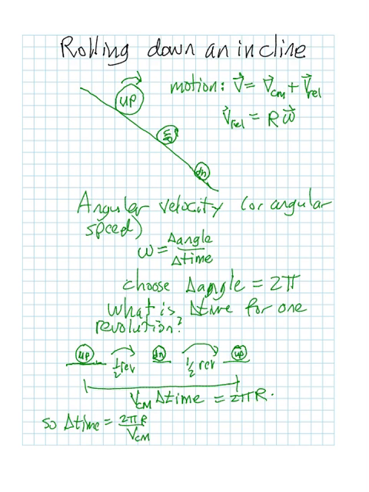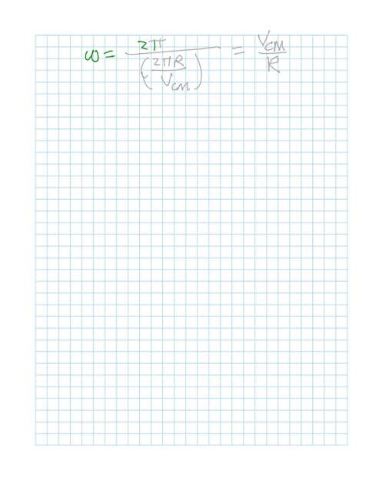And let's take that and put it back up into our angular velocity, or angular speed formula rather. So omega is 2 pi, because we chose to look at one full revolution, divided by 2 pi r over VCM. I've flipped the fraction because we're dividing, and we get velocity of the center of mass divided by r. So there's a relationship between the velocity of the center of mass and omega, and that sets us up for talking about energy.